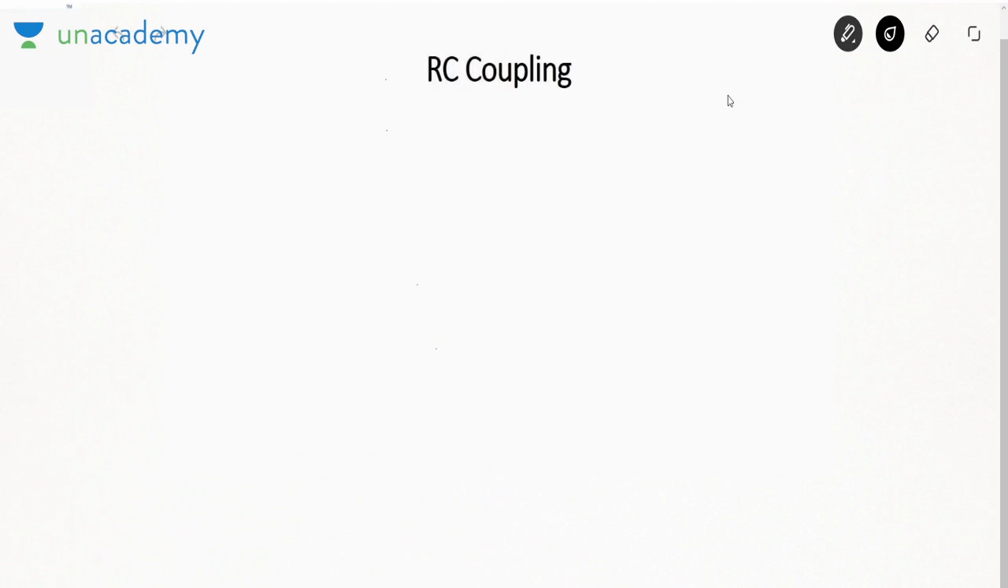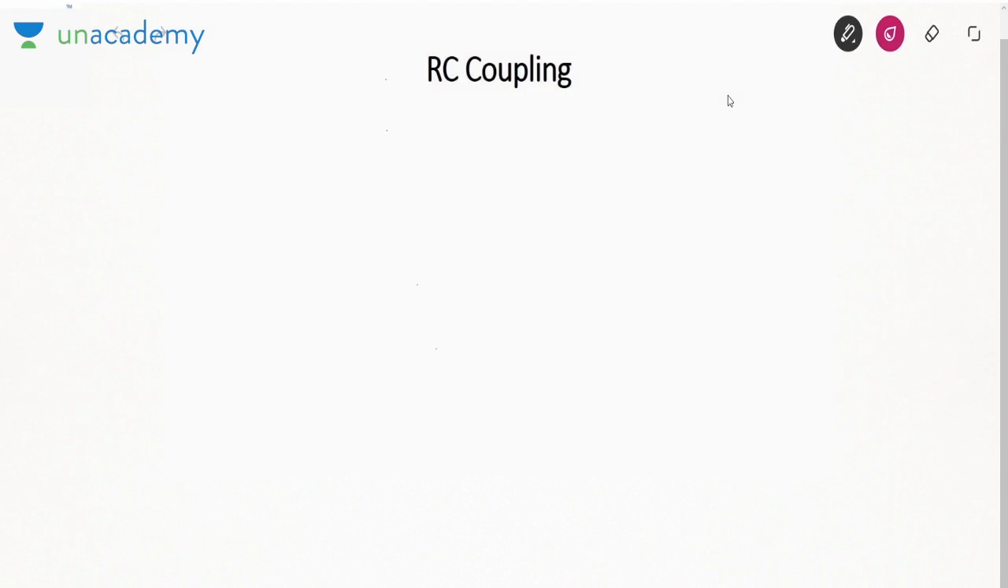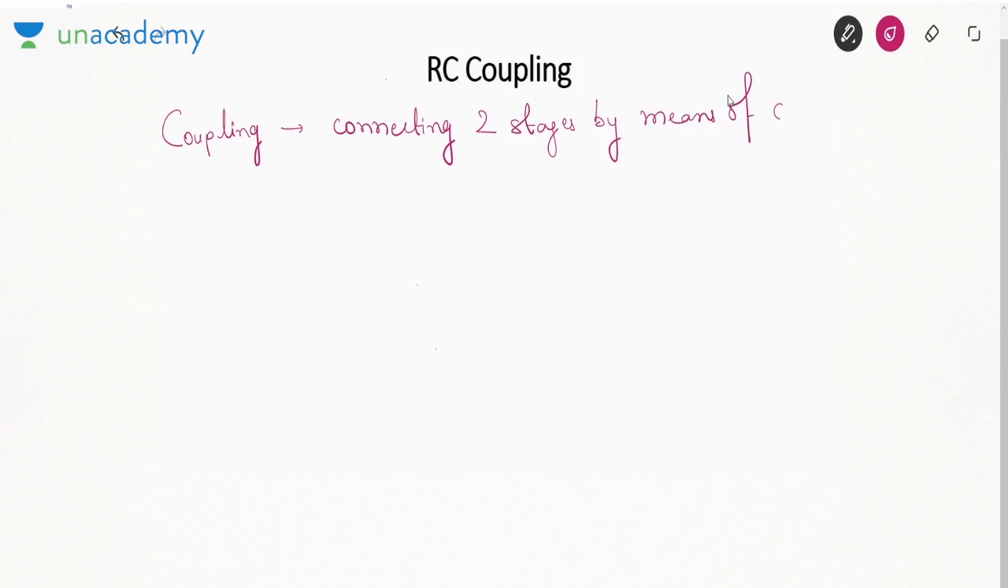So that is the general discussion about the multi-stage amplifier. Now when you connect two amplifiers, or when you cascade multiple amplifiers, they are said to be coupled. Coupling, what does it mean? It means connecting two stages by means of certain circuit elements. Okay, that is your coupling.